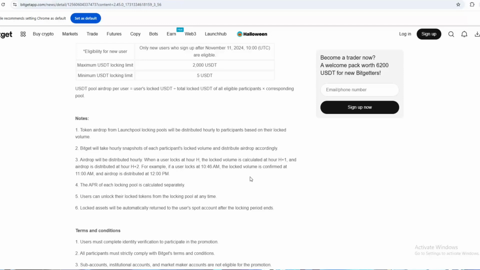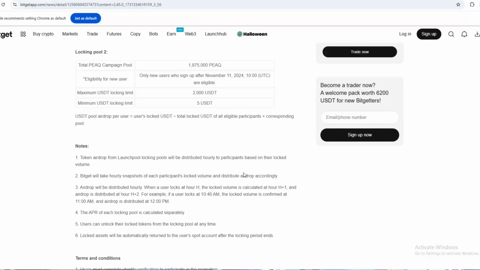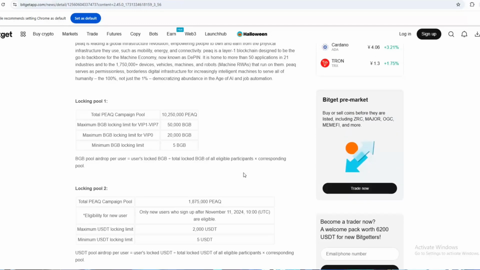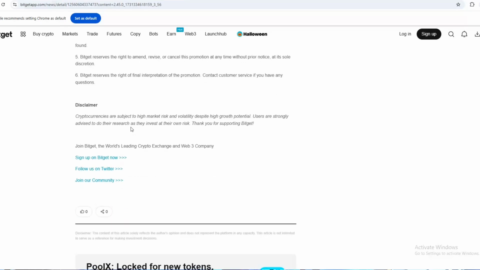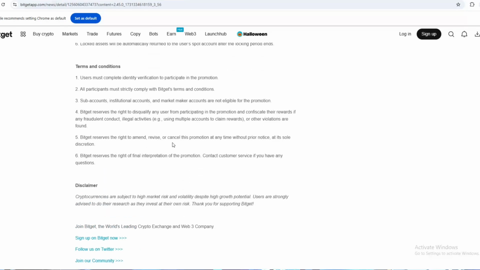Okay, this means the distribution will be calculated hourly. Hourly means if you lock the token for 1 hour, 2 hours, 3 hours, they will calculate based on how many hours you lock it. So this is a very good opportunity, and Bitget reserves the right to amend, revise or cancel the promotion at any time without prior notice.